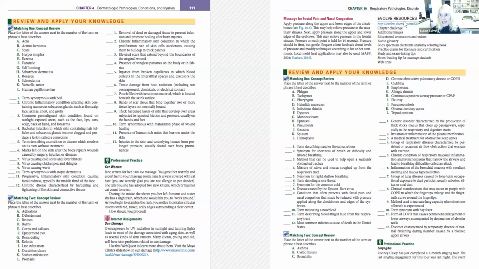And you can see on this page, I want you to notice it says Evolve Resources. These are all the free, and I do mean free, resources that are on the textbooks, including things like a practice exam for licensing and certification, a body spectrum electronic coloring book. Students love this. An audio glossary, and stress busting tips for massage students. I had so much fun with that one. But it talks a little bit about what's at the end of every single chapter. This is not just one chapter, this is every chapter.